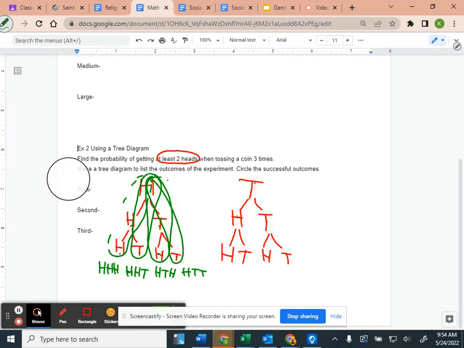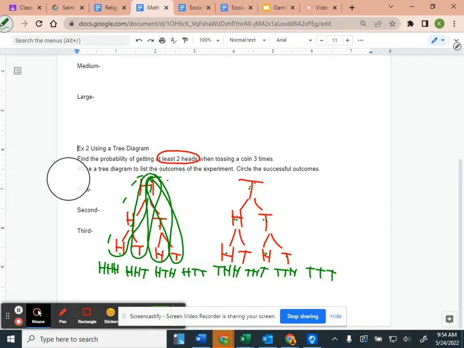So what is my first outcome if I flipped tails first? Will W? Tails, heads, and heads. Tails, heads, heads. So I'm just following it down. What's the next outcome I could have, Ryan T? Tails, heads, tails. Then what's my next outcome? Gregory? Tails, tails, heads. And my last one is tails, tails, tails.